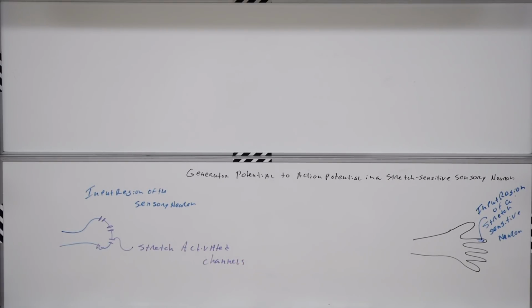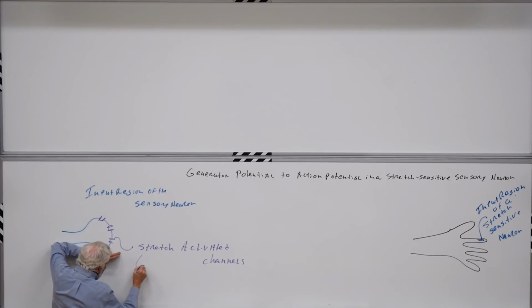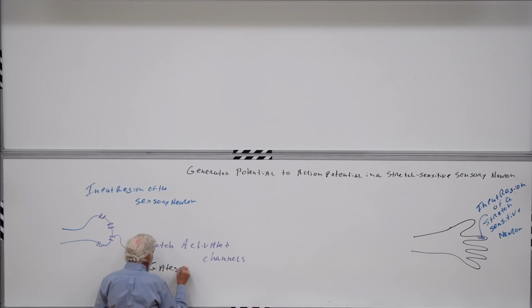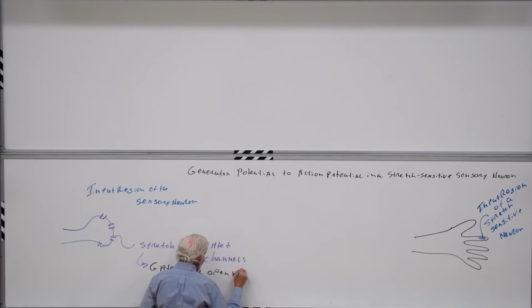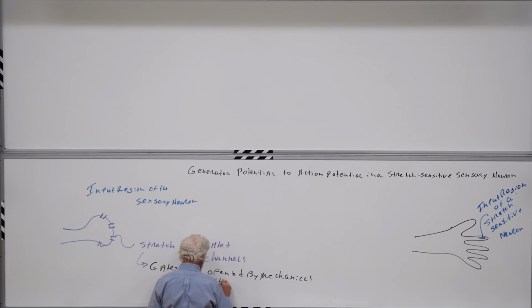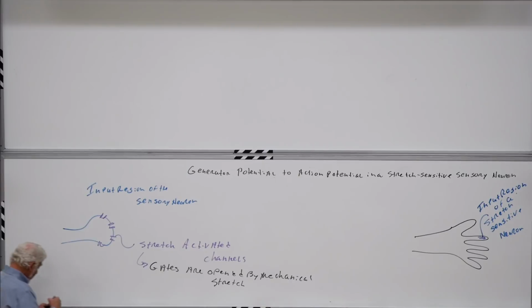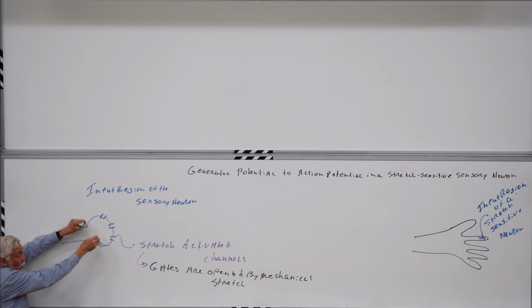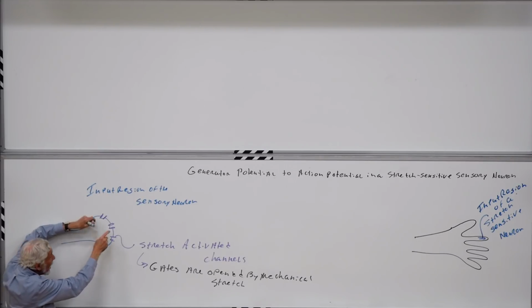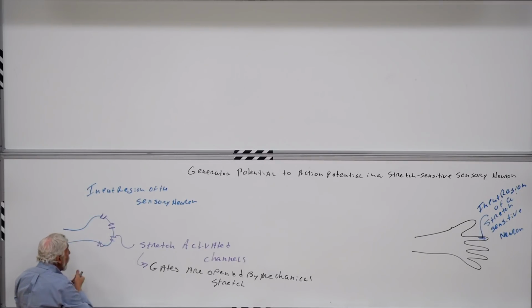These stretch activated channels have gates on them. So you can imagine a gate down here. But the gates, I'll put it in black, the gates are opened by mechanical stretch. So you can imagine reaching out and touching something. You can imagine changing the shape of the end of your finger. When you change the shape of the end of the finger, you actually change the shape of this plasma membrane. When you change the shape of the plasma membrane, you tug on the membrane, and when you do that, it opens a pathway for sodium to come in.